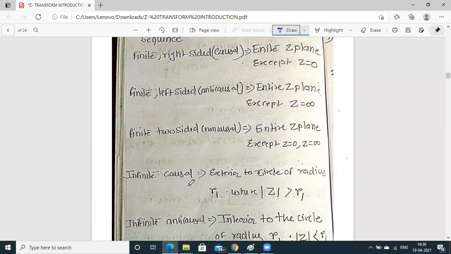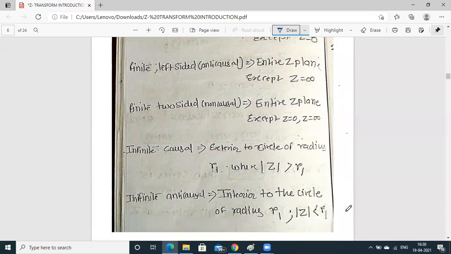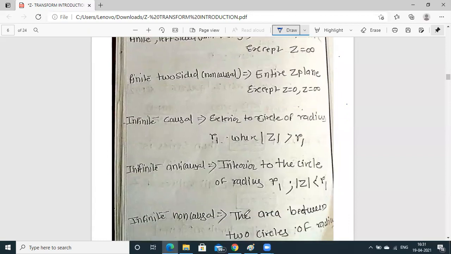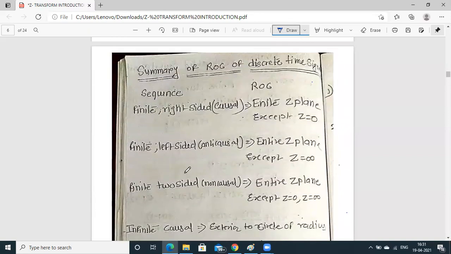If we are talking about an infinite signal and it is a causal signal, then the ROC is exterior to the circle of radius R1, where the magnitude of z should be greater than R1. For an infinite anti-causal signal, it is interior to the circle of radius R1. And if it is an infinite non-causal signal, the area in between the two circles of radius will be the region of convergence. So we will see it one by one.